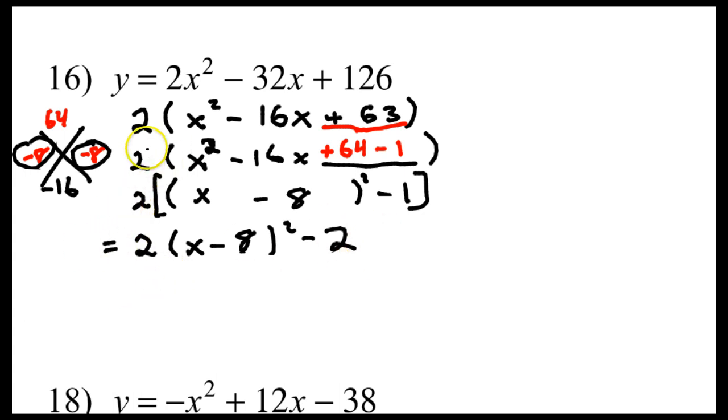Don't forget to do this. It looks like the 2 is just in the front of the x squared already, but it's really been factored out from the beginning. We have to put it back in. Multiply by both. And then that should work. So it requires following those steps very carefully and closely.